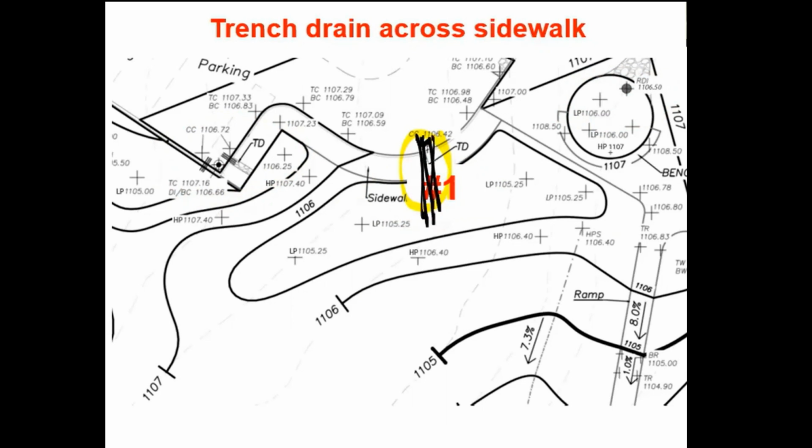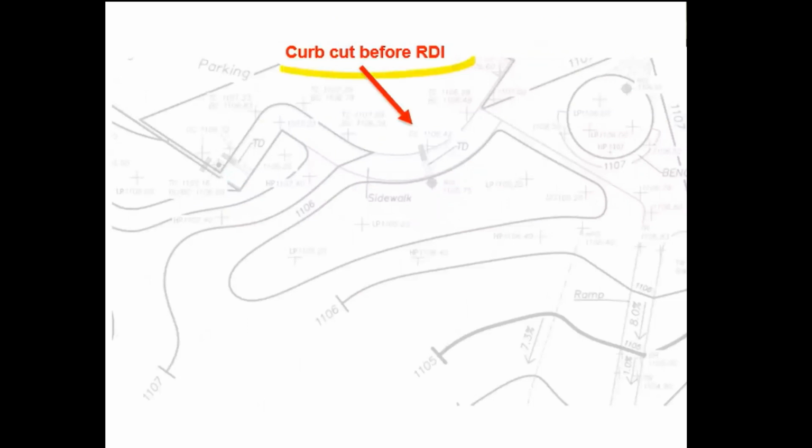So what we do is that we actually have the curb cut up here, and we simply draw the lines that extend it through, and that becomes a trench drain. And of course, this curb cut has to be in front of the raised drop inlet.